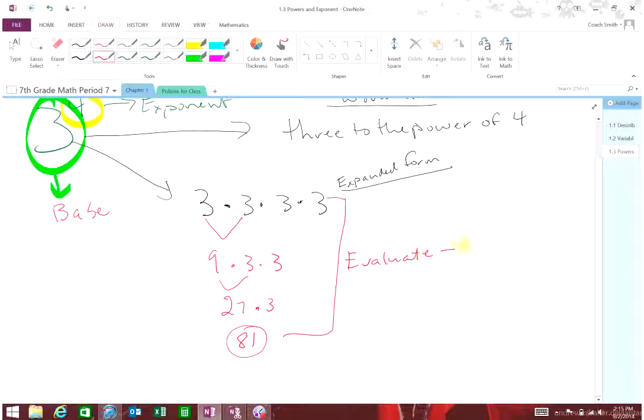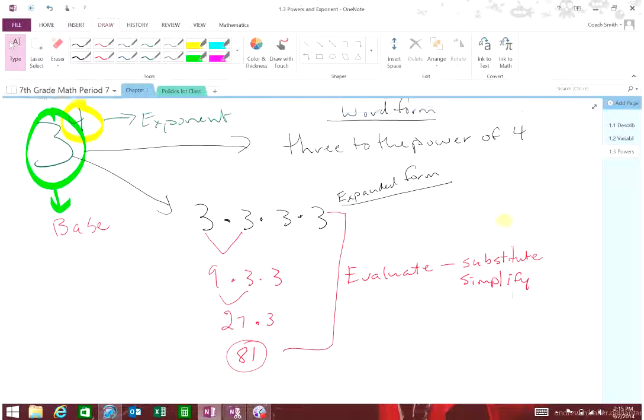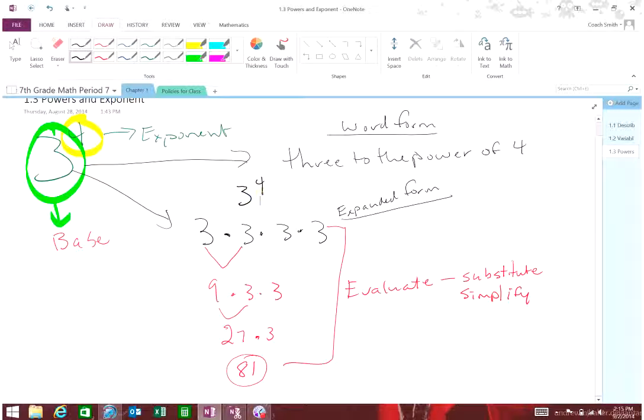When we evaluate something, we substitute and simplify. What we substituted in was this: 3 to the 4th power, and then we substituted in 3 times 3 times 3 times 3. That's the substitution part. Then actually multiplying those out got us to 81. So that's how we write an expression from exponential form to simplifying it. That's how we evaluate it.